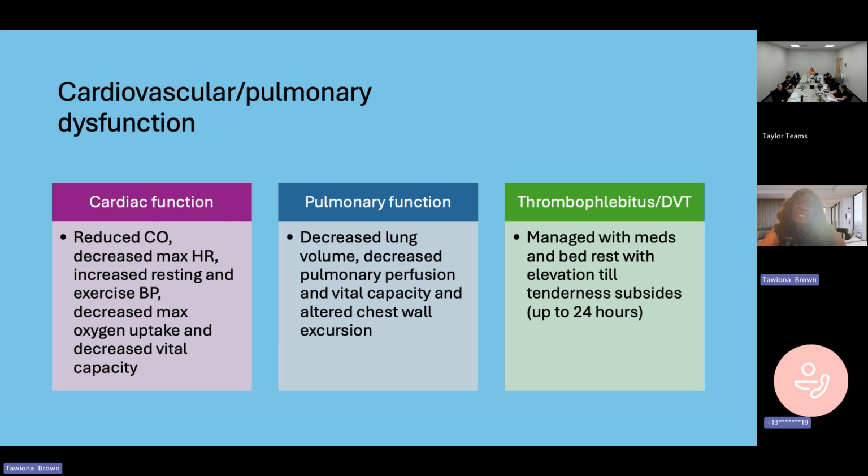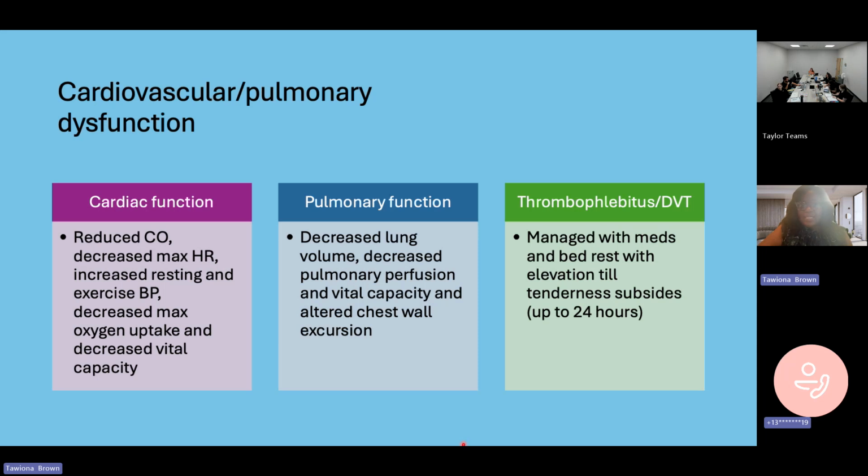Look, with pulmonary, it has decreased lung volume, decreased pulmonary perfusion and oxygenation is going to take place. Decreased vital capacity and chest excursion will take place. So there's going to be some type of respiratory compromise. And then you have to make sure that you're managing their clot activity, especially if it was an ischemic stroke. Oftentimes, until they're anticoagulated, they will be on bed rest, and that's usually 24 hours until that's in their system.